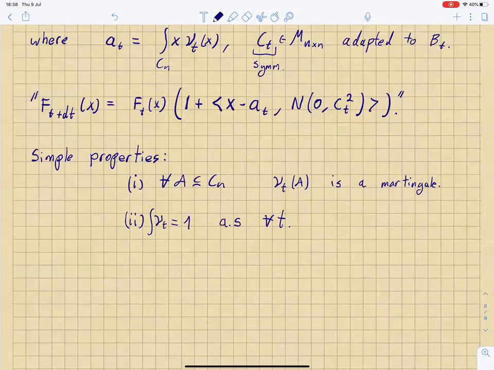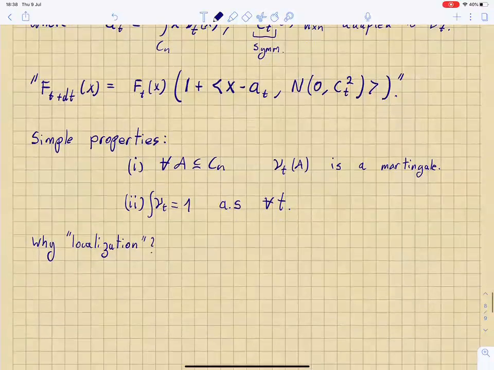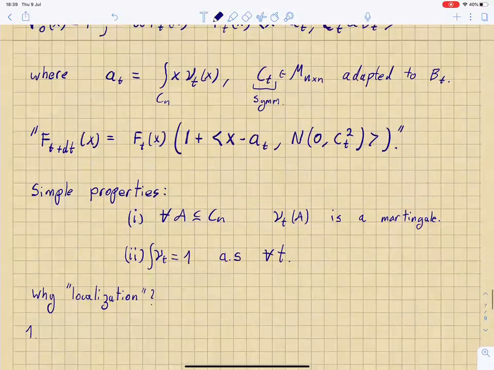And now let's try to get some intuition of why this thing is actually localizing my measure on something smaller. Why do we call this a localization? I mean, it's just multiplication by linear functions. Why do we expect the measure to become more localized, in whatever sense you want? Here's a simple calculation. Let me remind you that we denoted by at the center of mass of the measure nu t.